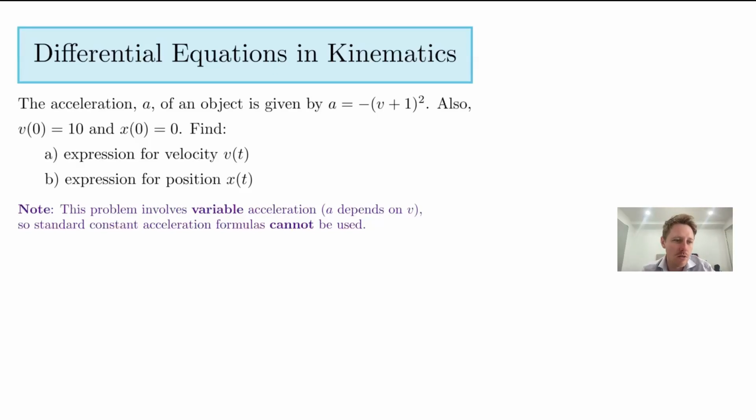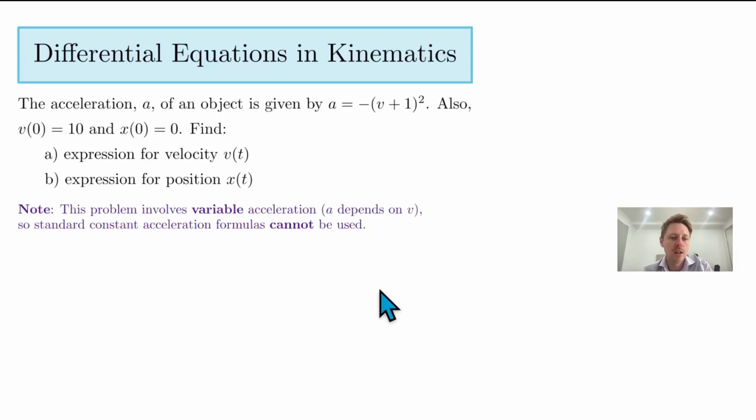It's also known that when the time is 0, the velocity is 10, and when the time is 0, the position is also 0. And our job is to firstly find an expression for the velocity v of t, and then secondly find an expression for the position x of t.